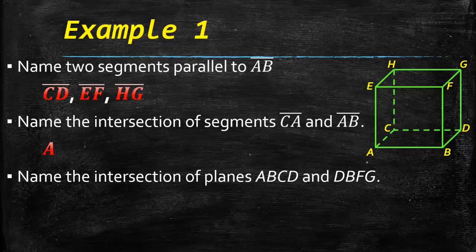And then name the intersection of planes ABCD. So that's this plane here. And DBFG. So that's this one here. So for this, what I like to do, if it's a more difficult figure, is I like to kind of do some kind of shading on there so I know which two sides I'm talking about. And if you look, they both share DB or BD. You can write it either way. And the intersection again is a line. So be aware of that.